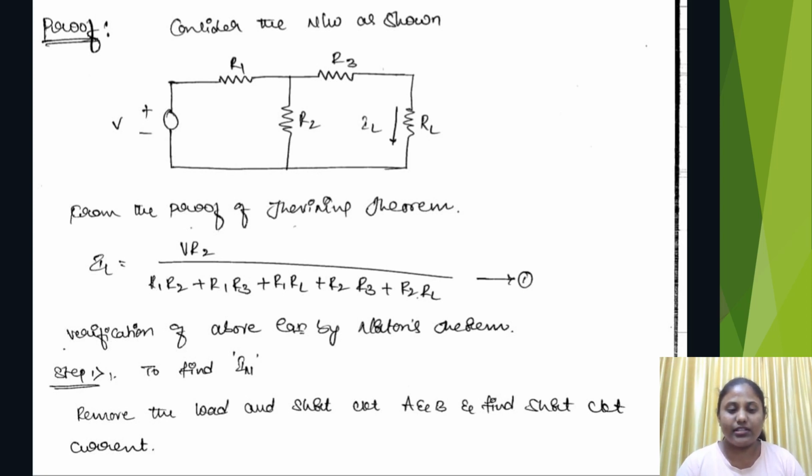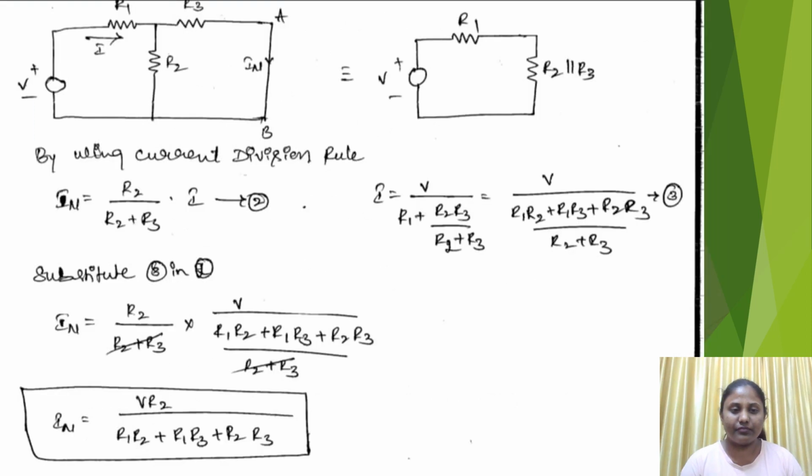Now step 1 is to find IN. Remove the load, short circuit A and B and find the short circuit current. By using the current division rule, IN equals R2 divided by R2 plus R3 times I. This is equation 2. Next, I equals V divided by R1 plus R2 R3 divided by R2 plus R3, which equals V divided by R1 R2 plus R1 R3 plus R2 R3 divided by R2 plus R3. This is equation 3.